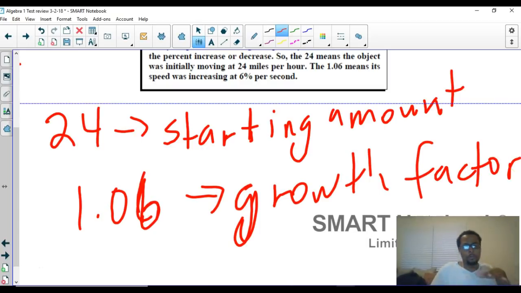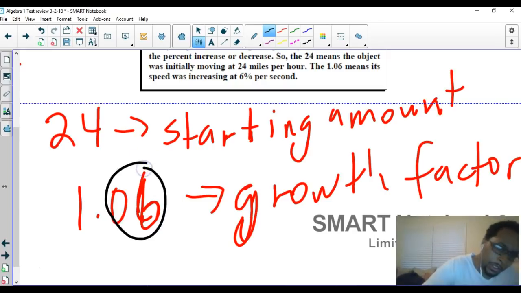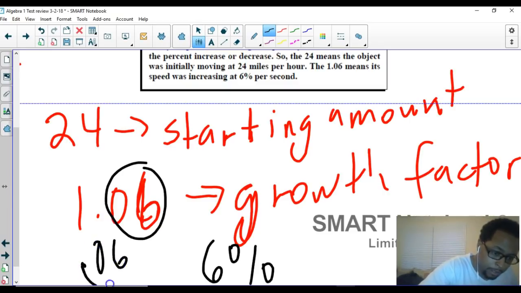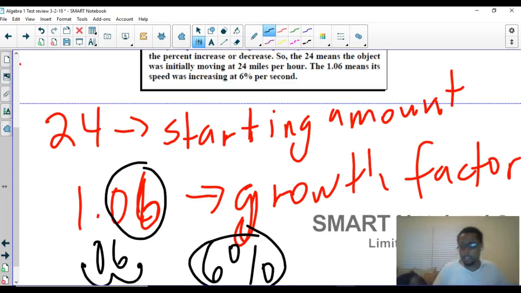But we can also interpret it a different way because if we look at this decimal, we can also determine it to be that it increased by 6%. Why increase? Because again, it's above 1. And if we change that decimal back into percent, going the other way, it's going to be 6%. Either way would be acceptable in terms of what this means.